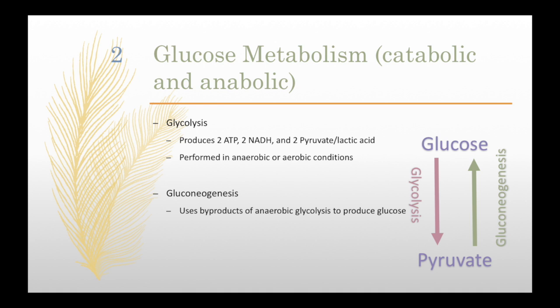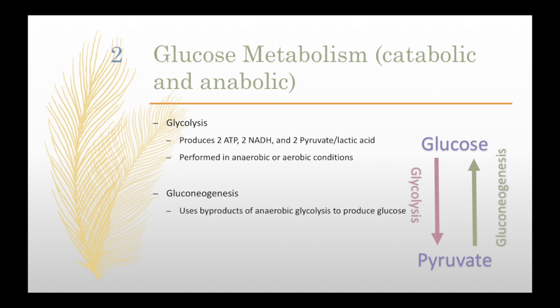Glycolysis in an anaerobic condition will result in the production of lactic acid, and glycolysis in an aerobic condition will produce 2-pyruvate molecules. These 2-pyruvate molecules will go on to the TCA cycle and eventually produce more NADH and ATP as well as FADH2 to be incorporated into the oxidative phosphorylation and result in greater production of ATP.